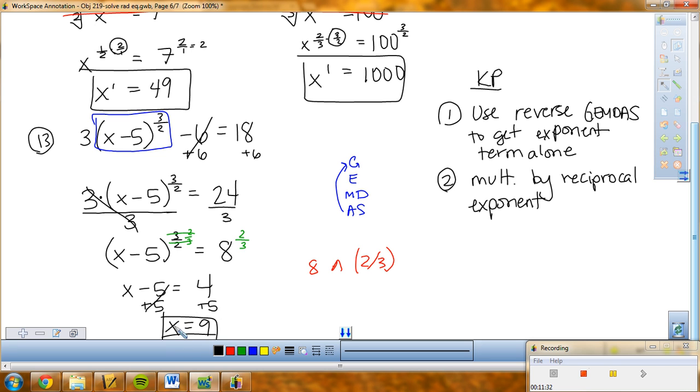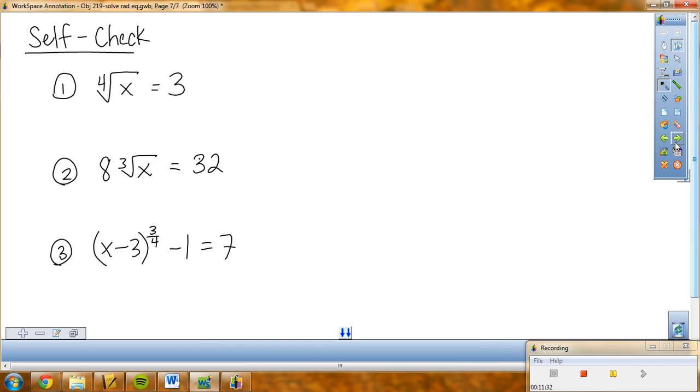And again, you can substitute it back into the original equation, and you should get 18 to double check that you've gotten your work correct. So lots of different types of problems in this objective. We have a quick self-check. Make sure you're going back and checking your notes to help you with this, and making any notes on places where you're getting stuck. So complete these 3 problems in your notes and be ready to discuss it when we get back to class.